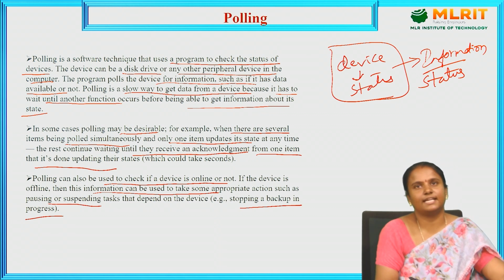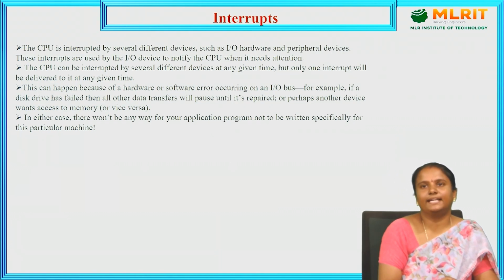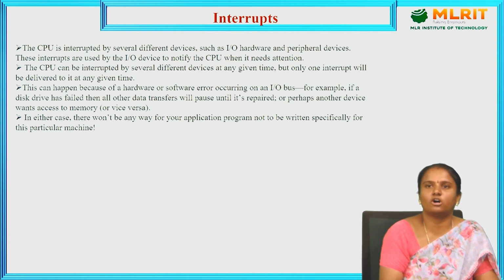So next is interrupts. So what do I mean by interrupts? Interrupts is nothing but an error. So when you are accessing or sharing some information, if any buffering or any error occurs, what happens? How does the input output hardware take action in the case of interrupts? So let us see with interrupts.